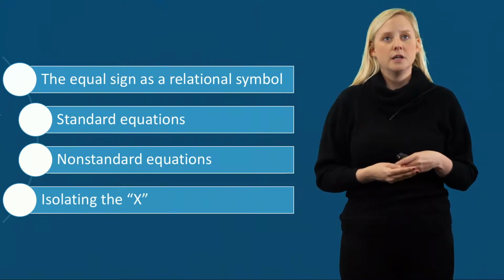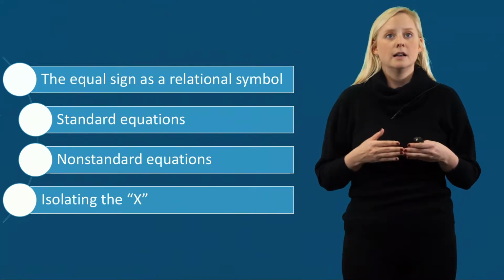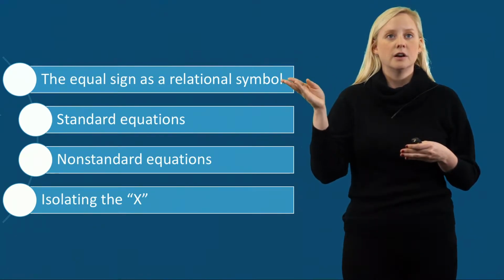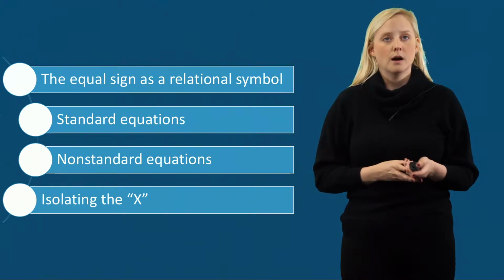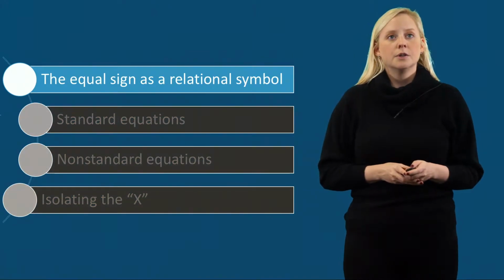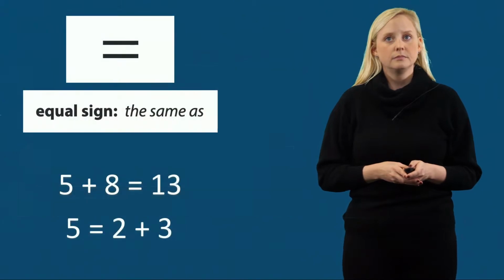What's important to note here is that these activities are scaffolded and that they build on one another. In terms of complexity, they start with the least complex, and then with isolating the x, they become more complex. So the first activity is the equal sign as a relational symbol.